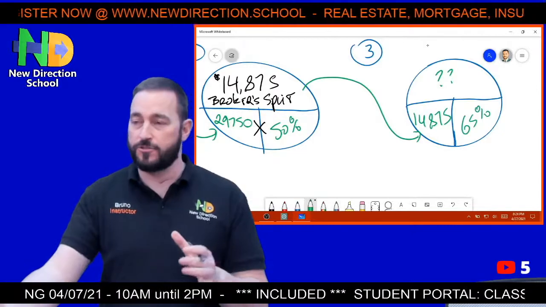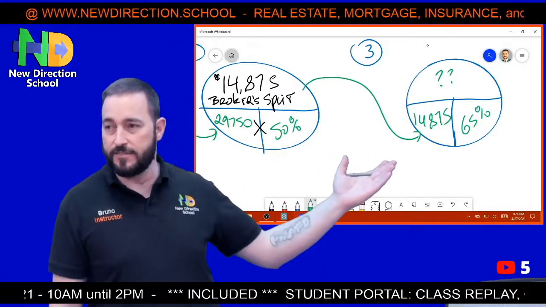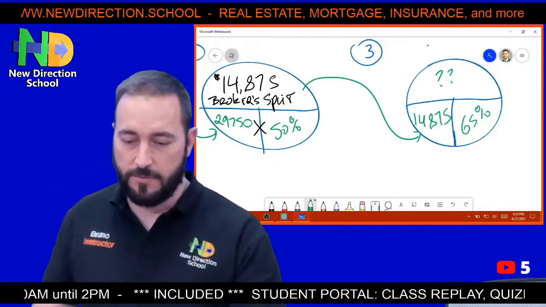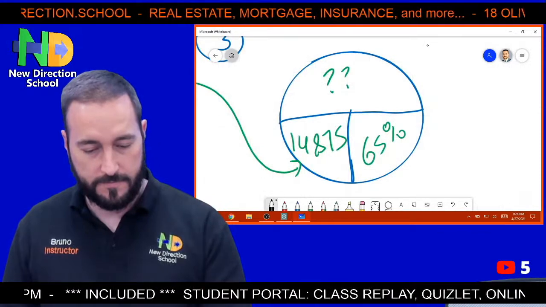And now we're taking another portion, which is how much you're going to get paid. You're going to get paid 65% of this. So, numbers at the bottom. What do we do? Multiply.